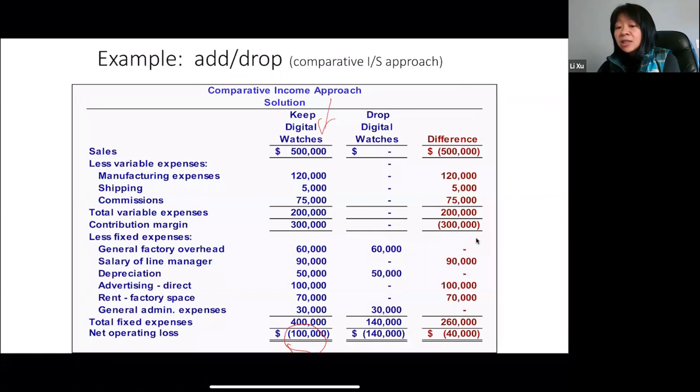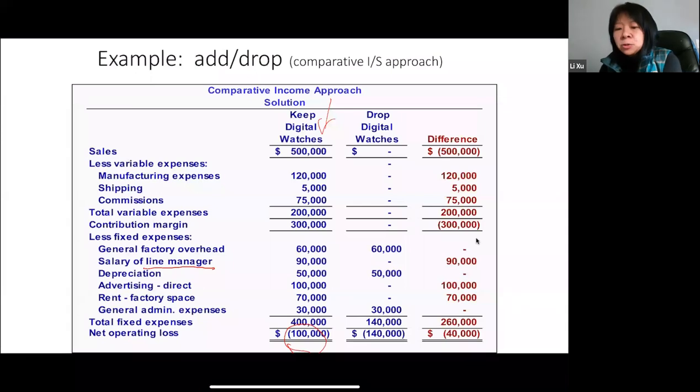This is the factory overhead. Even if you drop the digital watch production, you're still going to have overhead. Salary of a manager, well, you don't have that because you are not going to produce any watch anymore. So here I wanted you to pay attention. This is called a line manager. This basically means the manager who is responsible for producing the watch. Okay, that's why it can be laid off.